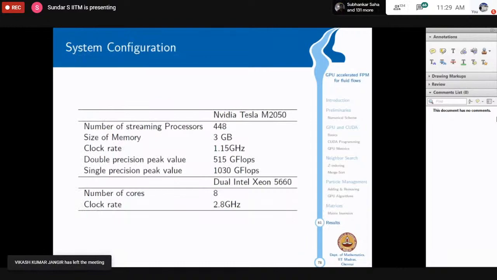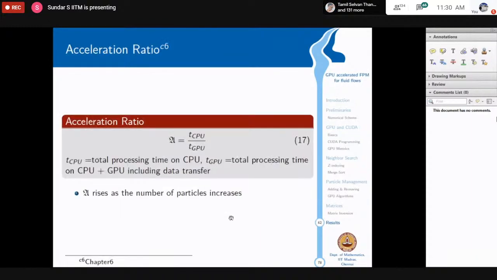So now system configuration, what we have used is NVIDIA Tesla. This is system configuration for your GPU. Streaming processors, size of the memory is 3 GB, clock rate is 1.15. This is my laptop, what I am using now. Peak value is 515 Gflops. Single precision peak value is 1033 Gflops, gigaflops. And I am using NVIDIA Tesla. Dual Intel Xeon, number of cores is 8, clock rate is 2.1. Because I told you GPU 1 and GPU 2, so we need to understand.